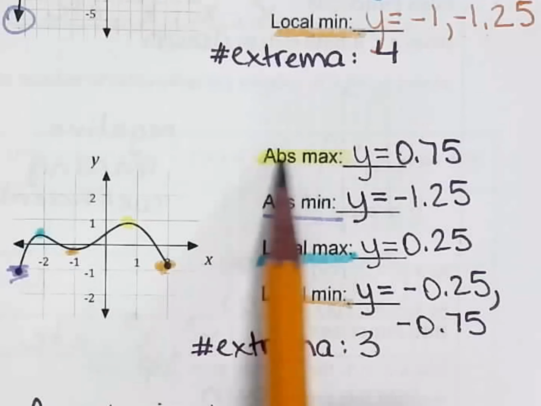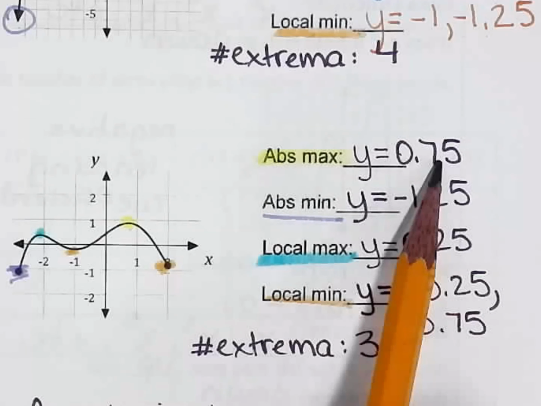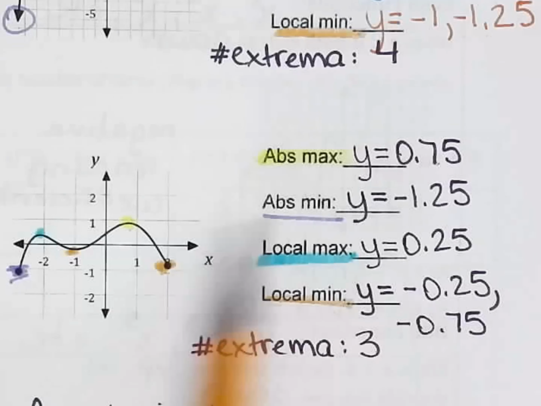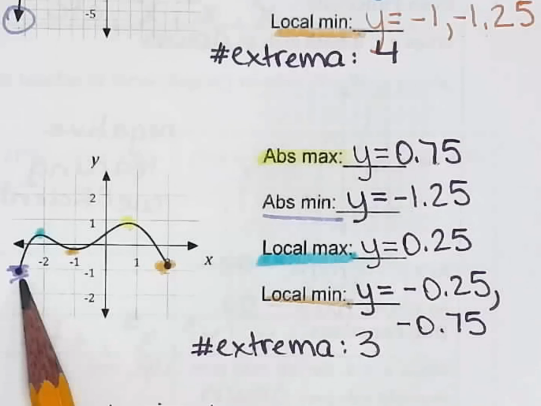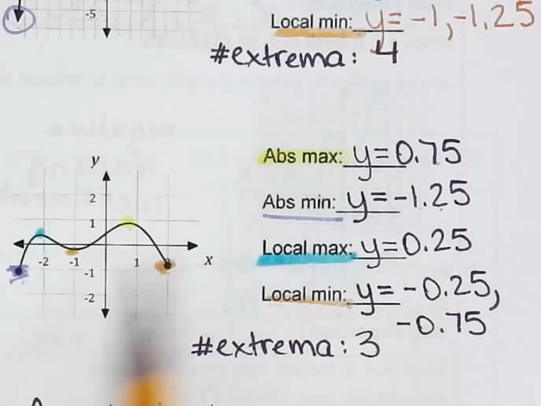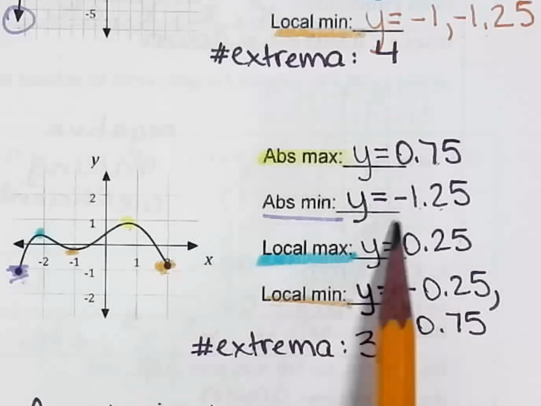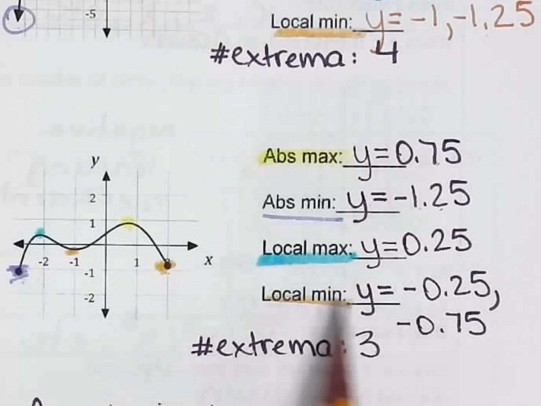So here I have the absolute maximum is that guy, a little less than 1. So a little less than 1, we got that. The absolute minimum is that one in purple. So y equals -1.25, -1.3. Yeah, a little below -1 right there.